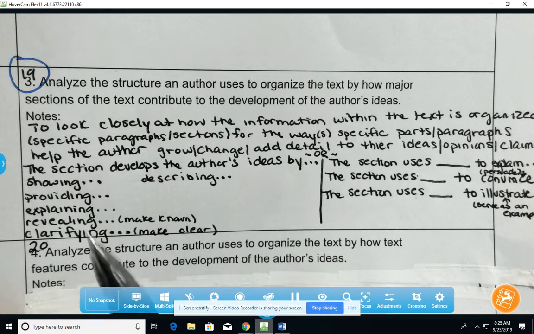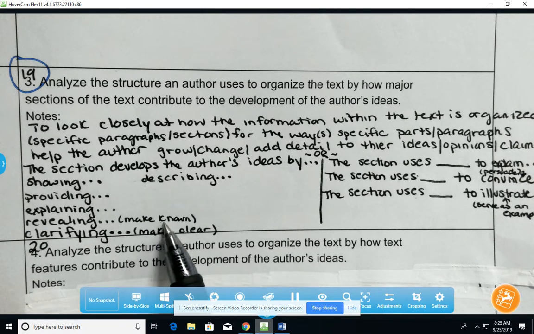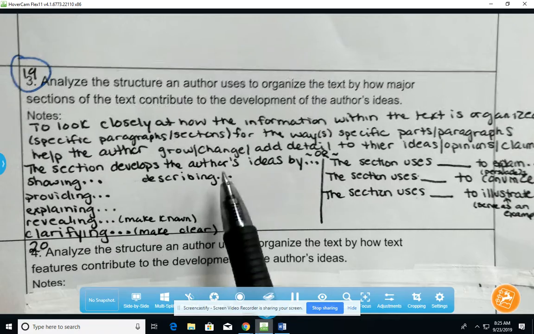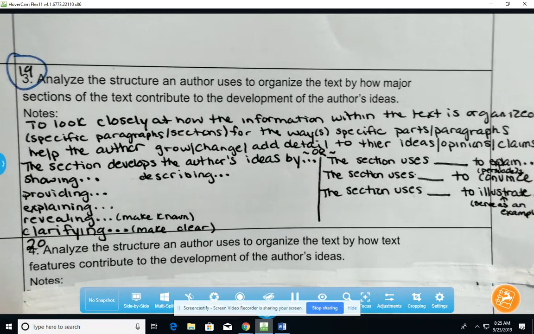Maybe the author uses that section to explain something to develop their ideas more fully, or reveals, which means to make known something that is not already clear to begin with. Clarify, which means to make clear or less confusing, or describing something in particular in that section that none of the other sections in the story or in the informative piece do.